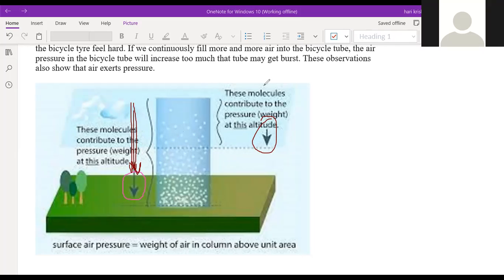But what about this case? The length of the air column is less right here. The weight of the air column also will be less. So atmospheric pressure will be less. So the person who is standing at the top of the hill will experience less atmospheric pressure. The surface of the earth will have more atmospheric pressure. Clear this one?